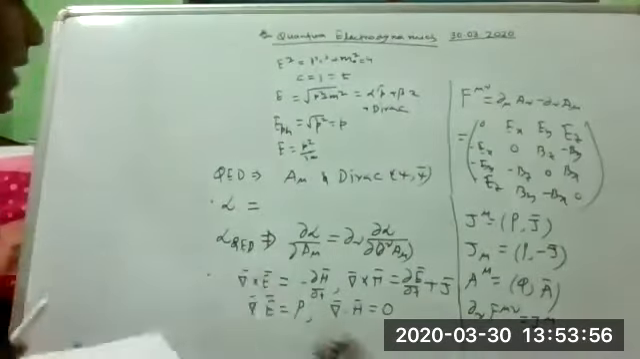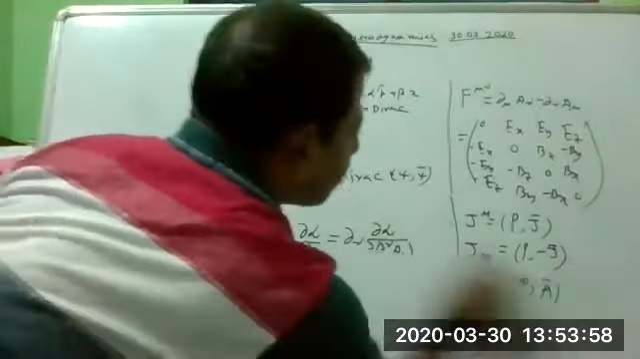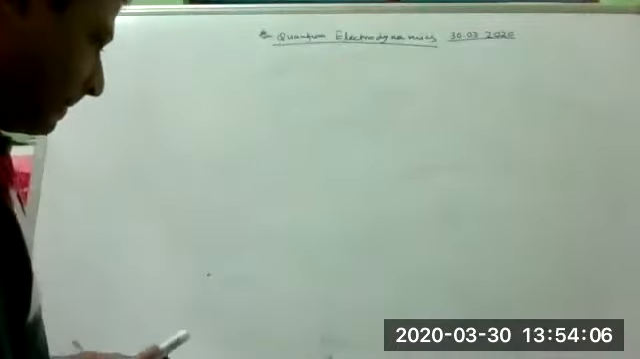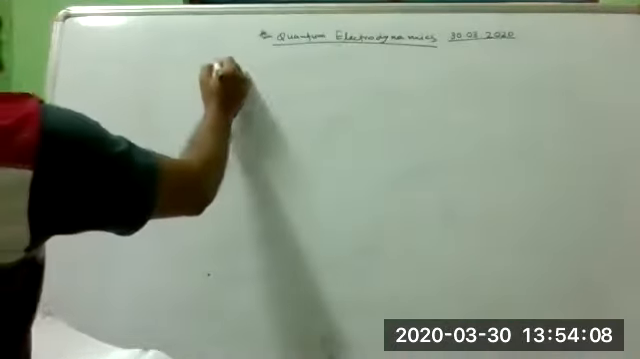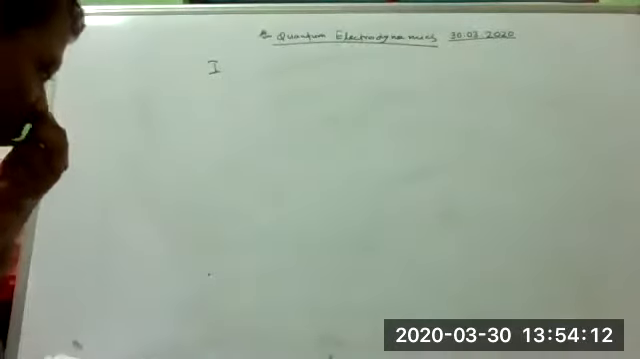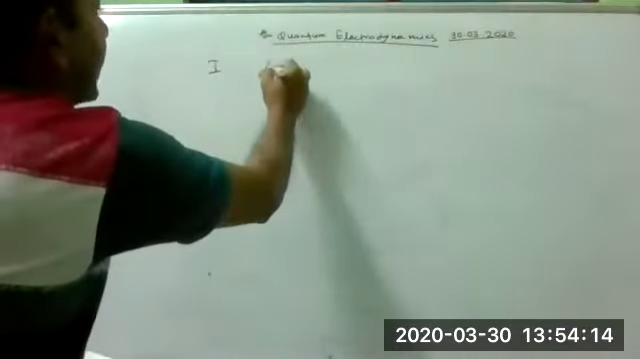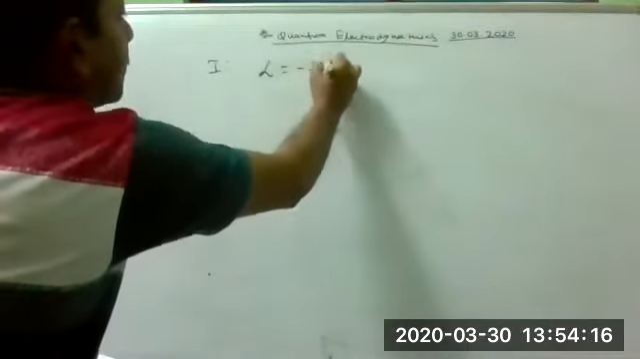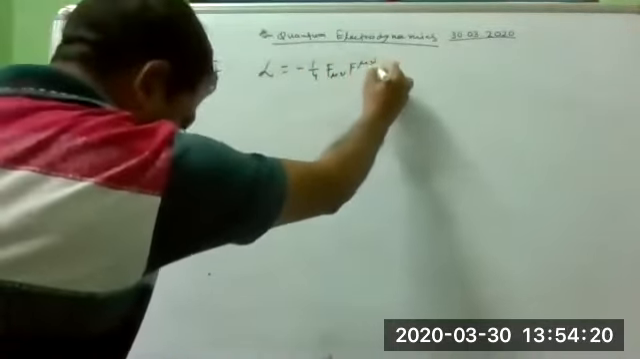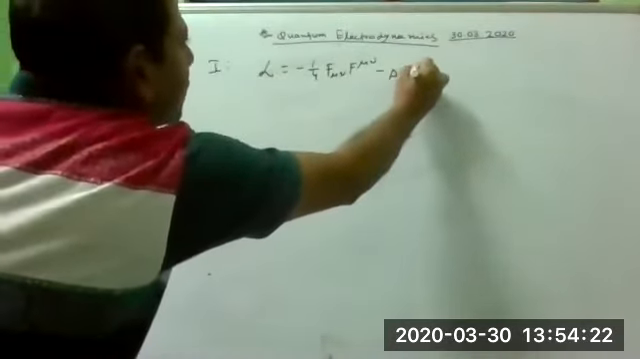Now we construct the Lagrangian. First, step 1. Construct the Lagrangian: L equal to minus 1 by 4 F mu nu F mu nu minus A mu of J mu.